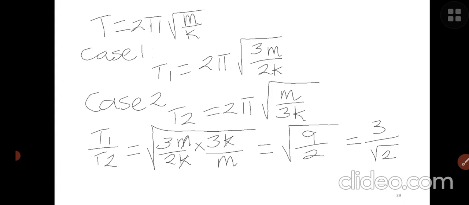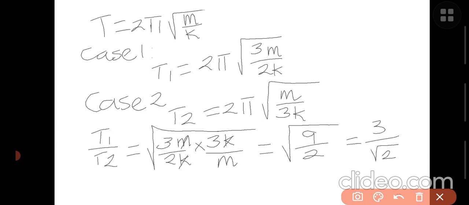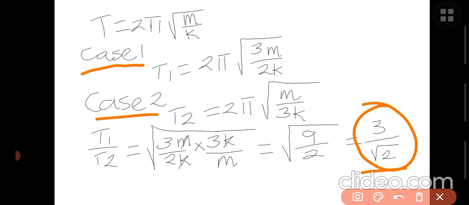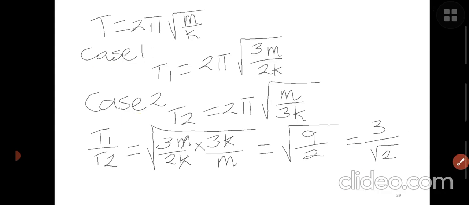Case 1, T1 equal to 2 pi square root of 3M by 2K. Case 2, T2 is equal to 2 pi square root of M by 3K. Finding now the ratio T1 by T2, we get 3 divided by square root of 2. So this is the answer. The ratio between T1 and T2 gives 3 by square root of 2.